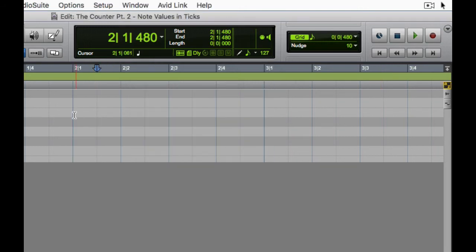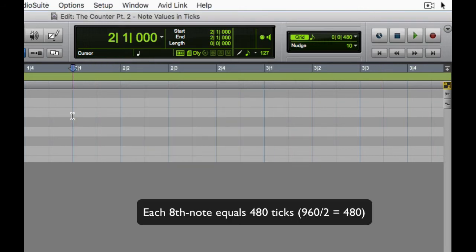Or there's 480 ticks between the beginning of here, measure 2, beat 1, to the end of the first 8th note, which is right there, measure 2, beat 1, tick 480. Starting at the end of measure 2, beat 1, going to right there, the quarter note of beat 2, it goes back to the 0, okay?